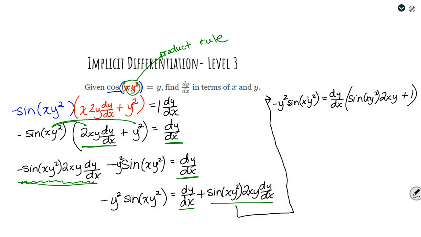So then when I divide by sine of xy squared 2xy plus 1, I end up with negative y squared sine of xy squared over that other part, sine of xy squared 2xy plus 1, that's equal to my derivative, dy dx.